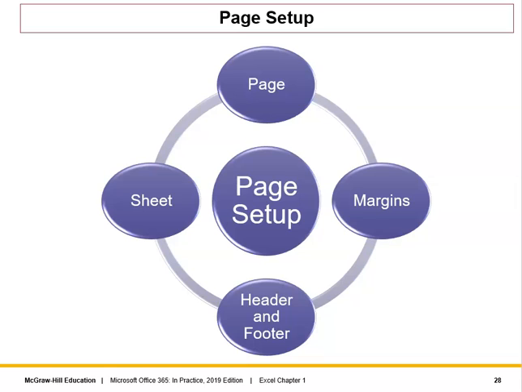Use header and footer to choose a preset header or footer layout, create a custom header or footer, specify first and other page headers, and set headers and footers to scale with worksheets and to align with margins. Use the Sheet tab to identify a print area other than the entire worksheet. Identify print titles to repeat on each page, and print gridlines, row and column headings, comments, and any error messages.